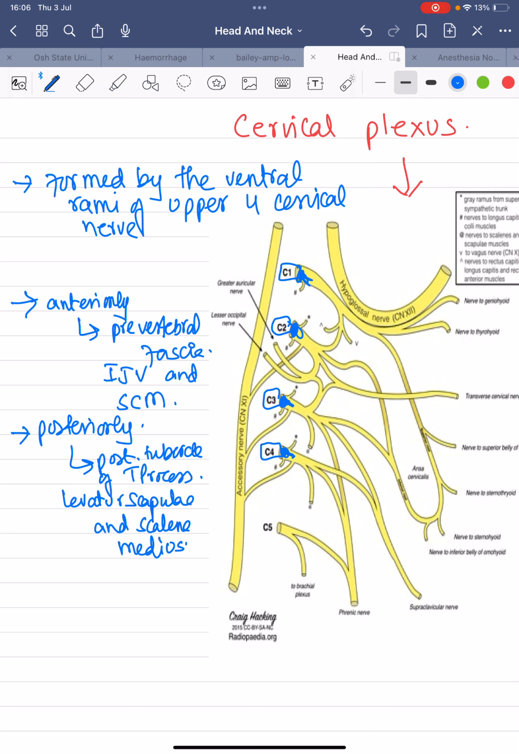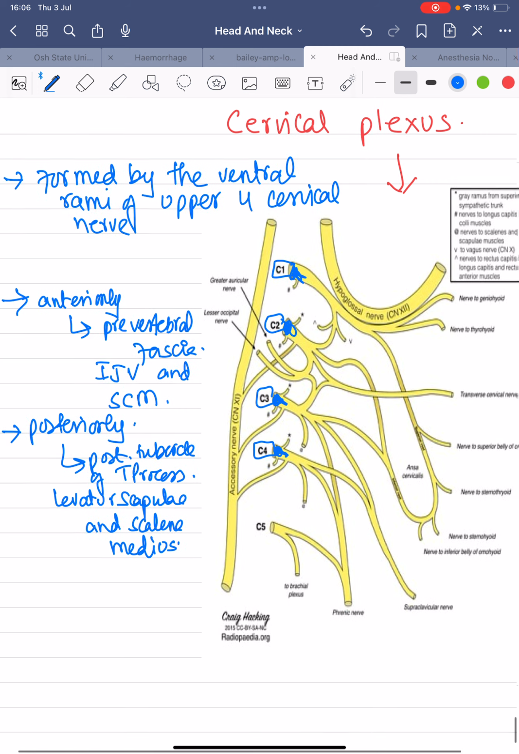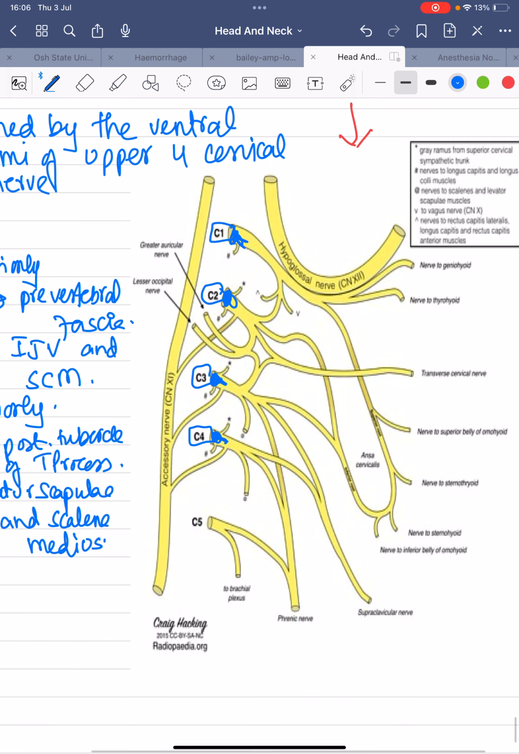Now you must see this diagram and try to understand it. Then we are going to make this diagram ourselves also. First of all, you must know these C1 fibers, which I am highlighting in the blue color. This C1 makes the superior root of ansa cervicalis. So this is the superior root of ansa cervicalis.